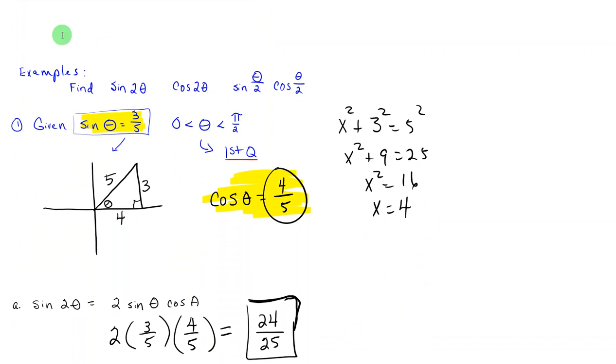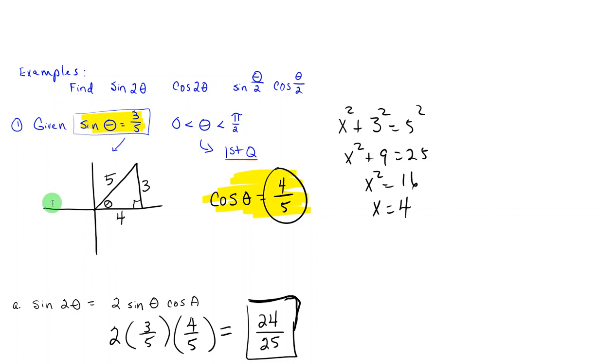So this one says find sine 2 theta, cosine 2 theta, sine of theta over 2, and cosine of theta over 2. So we're using double angle and half angle given just one set of information. We're given that sine theta equals 3/5, and that theta is between 0 and pi over 2. So that tells me it's in the first quadrant.